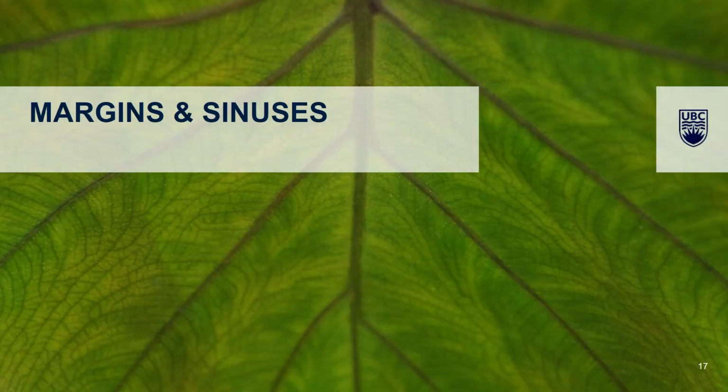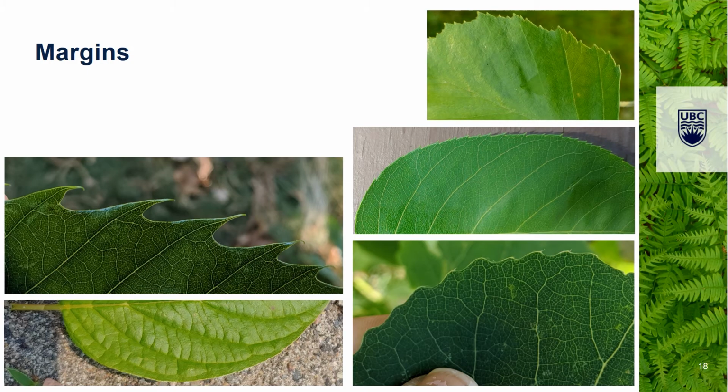Now we'll move on to margins and sinuses. We'll start with leaf margins. Leaf margins are another exhaustive category with many different morphologies. I'll cover just a few of these. When we talk about the margin, we're talking about the edge of the leaf. On the top left, we have what we call a bristle-tipped margin. It has sharp-looking projections along the margin.